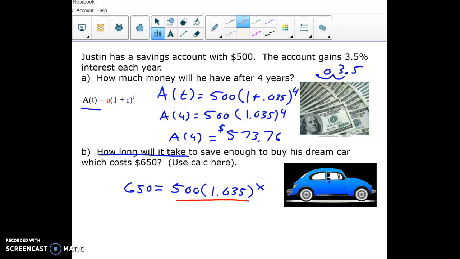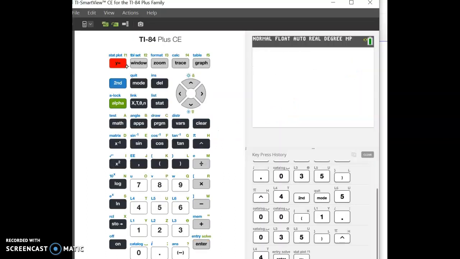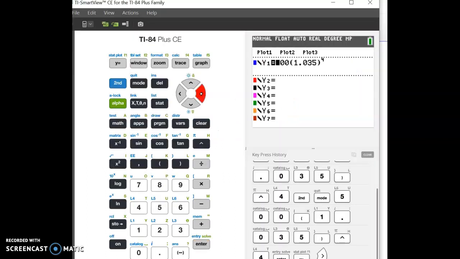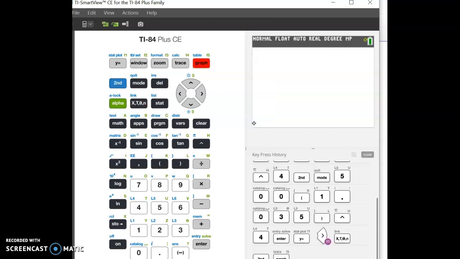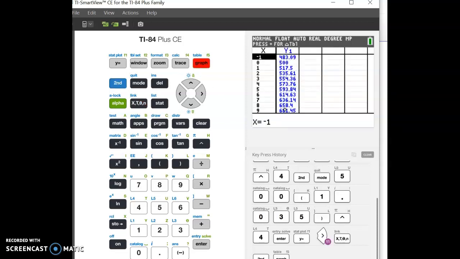So I'm going to go back to my calculator and go to y equals. And then instead of the 4, I'm going to put in x because we don't know how long it's going to take. I'm just going to make that x and then go second table. And we can see how long it takes to get to the amount we want. So to get to 650, it would take 8 years.